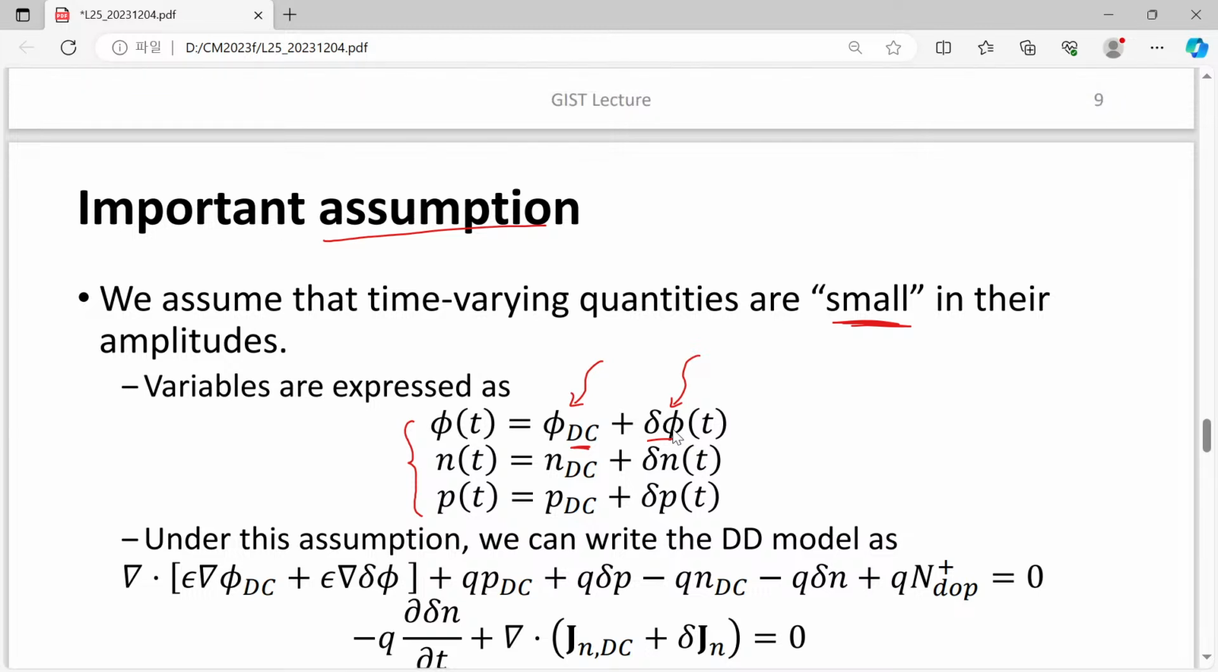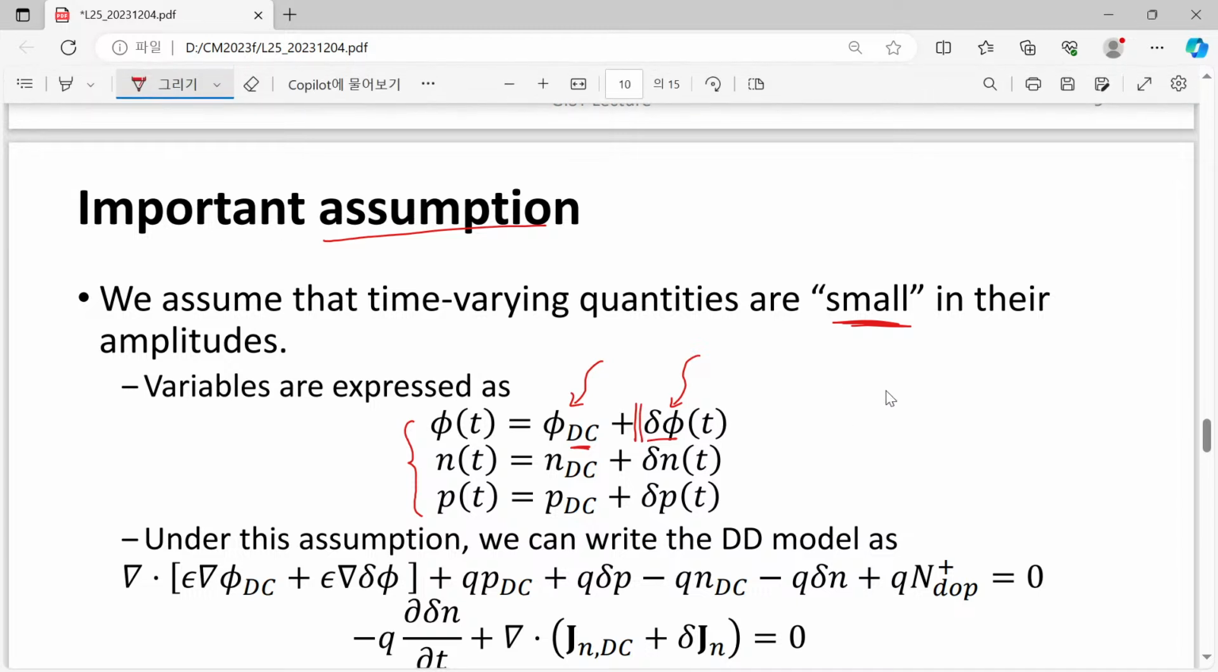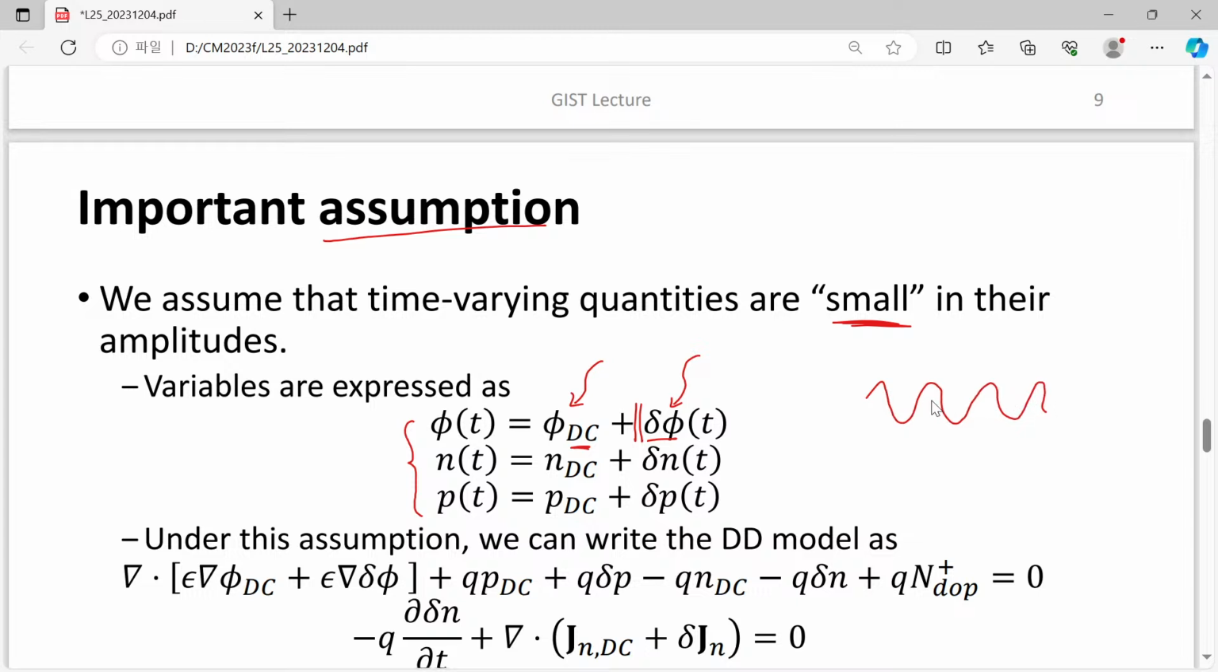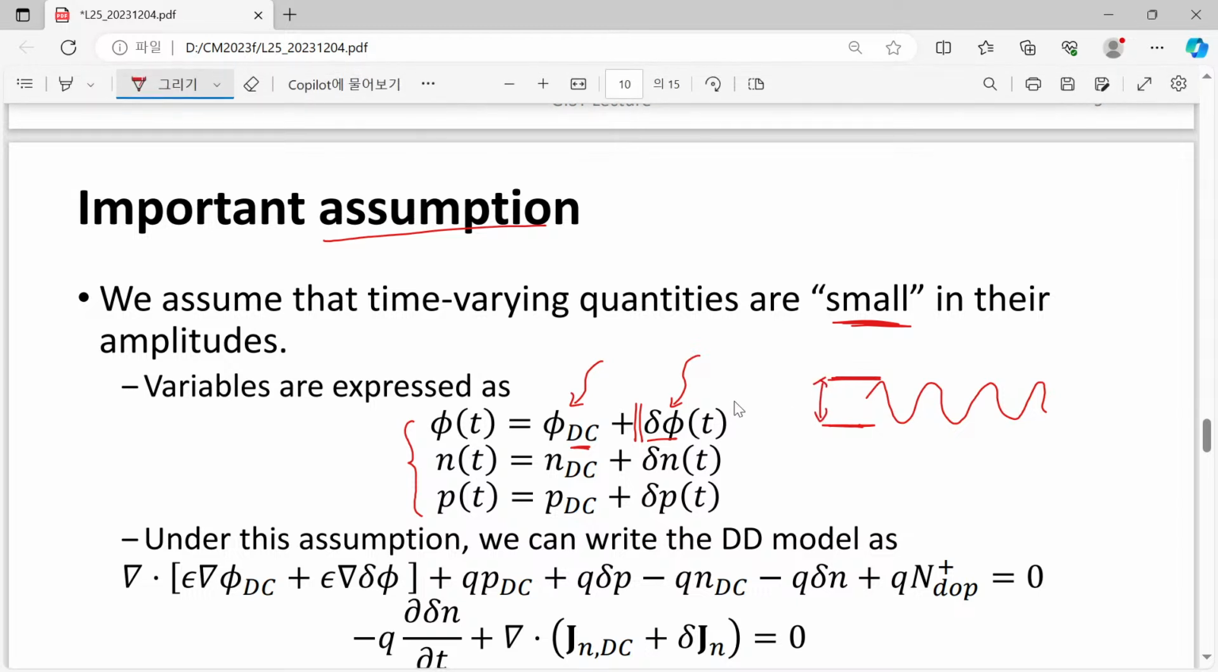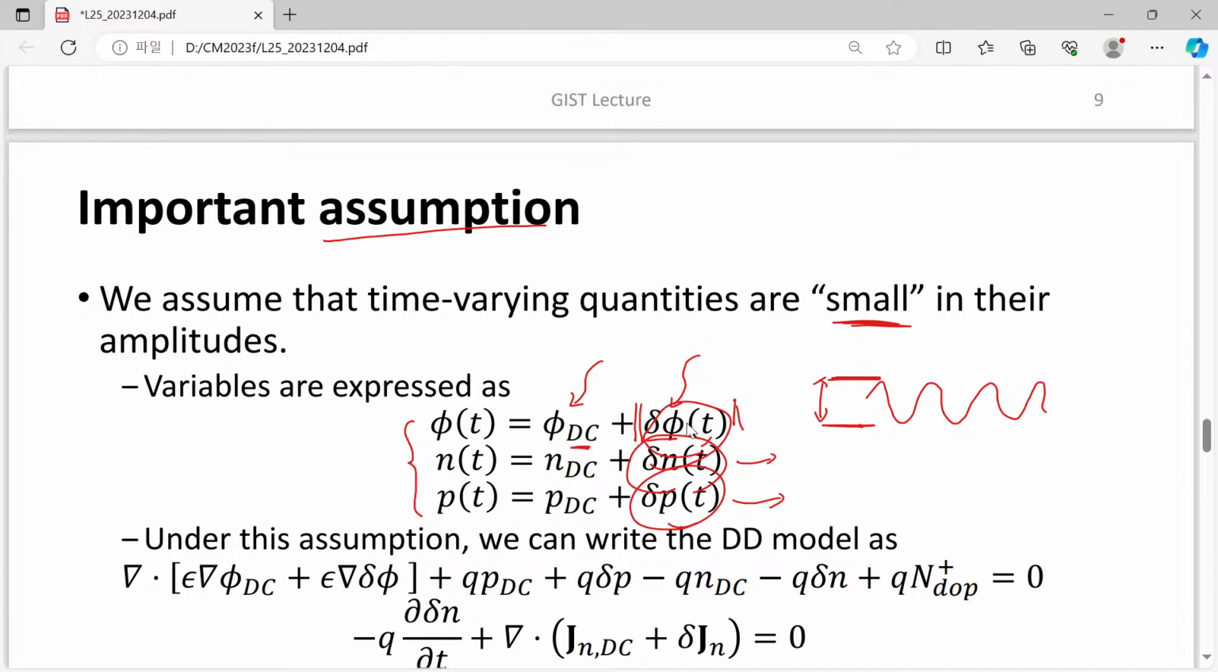And we wanted to say that, of course it is time varying, so it is a time dependent one, but when we take the peak to peak value of this variation, we will say that these are small in some sense.